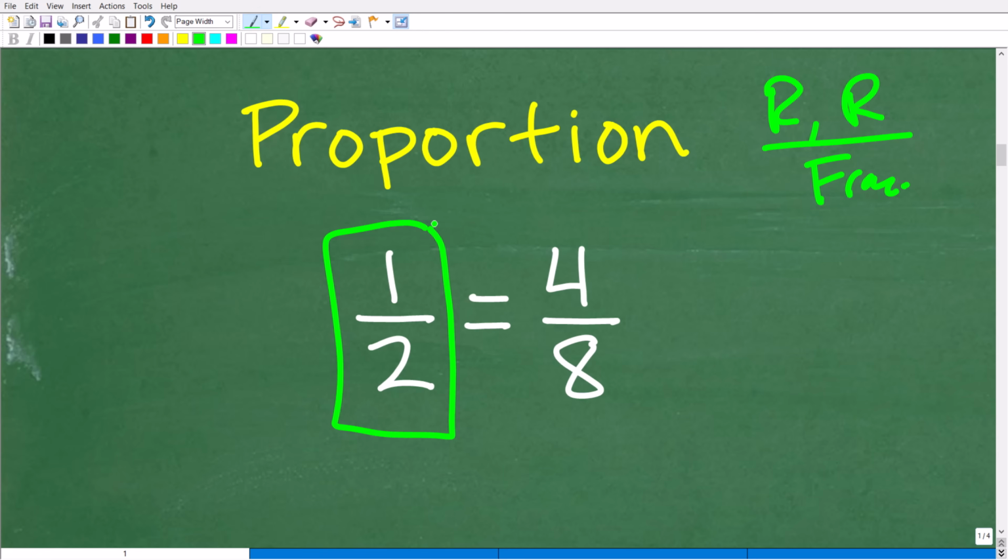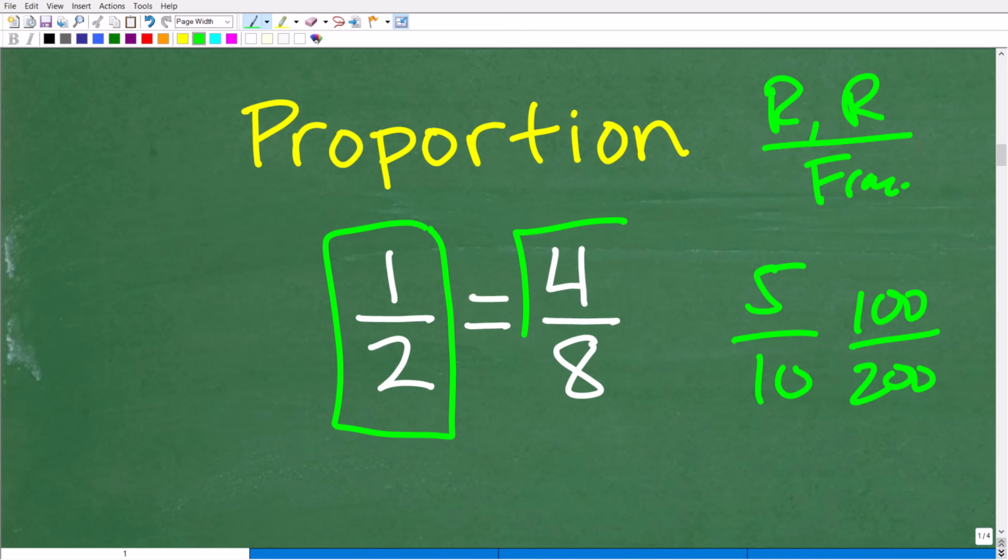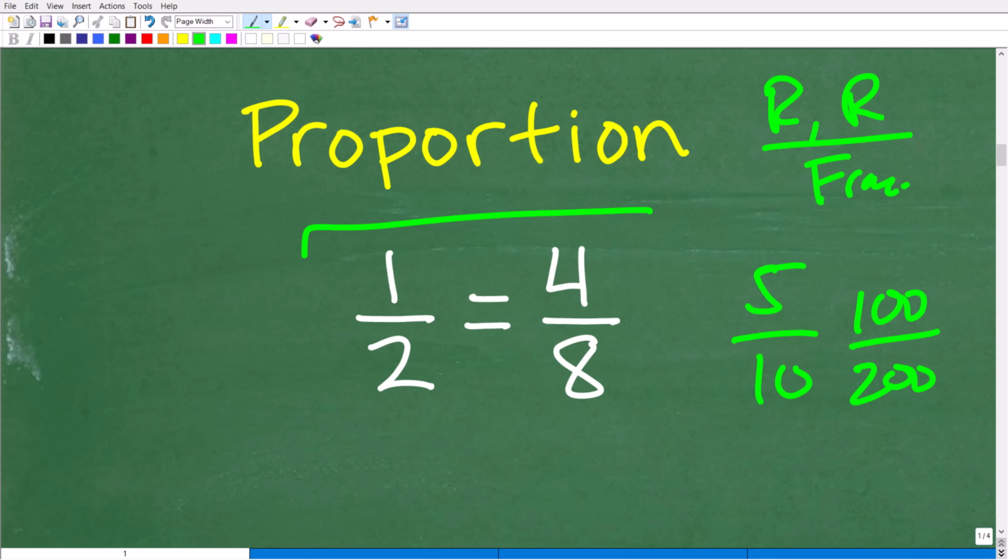So if I have the fraction 1/2, let's think of another fraction that is equal to the fraction of 1/2. Well, there's an infinite amount, there's 5 over 10. It doesn't make a difference, 100 over 200. But let's just take this simple fraction right here, 4 over 8. All right, so here, this is what we call a proportion. So by definition, a proportion is two equal fractions.